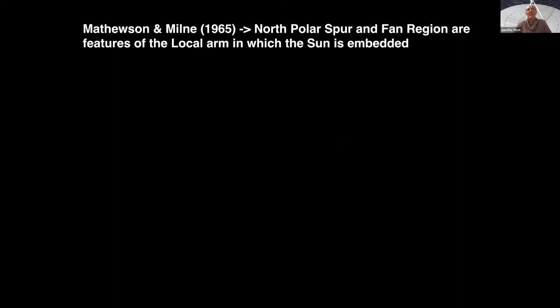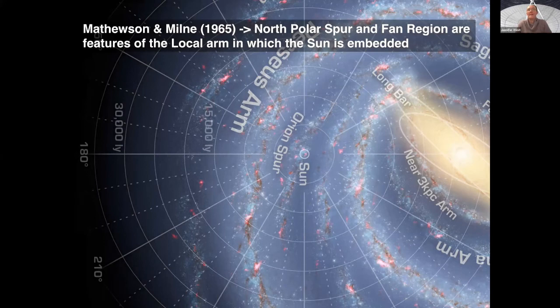The next part was that a colleague of mine sent me an old paper from 1965, and they noticed in that paper a comment that said that the North Polar Spur and the fan region could be features of the local arm in which the sun is embedded. So what does that mean? Well, if we come back to our map of the Milky Way galaxy, these are the spiral arms. And our sun is located right here in this region, which is sometimes referred to as the local arm.